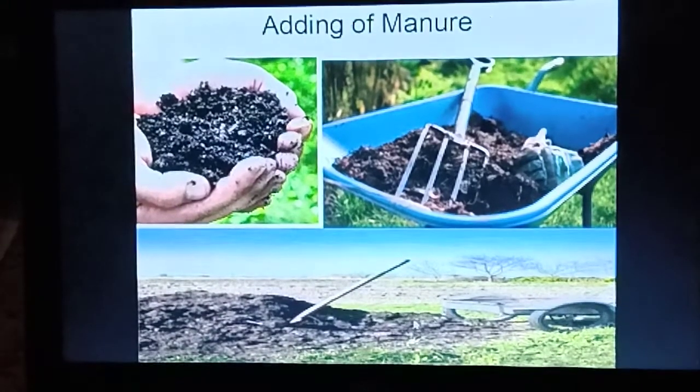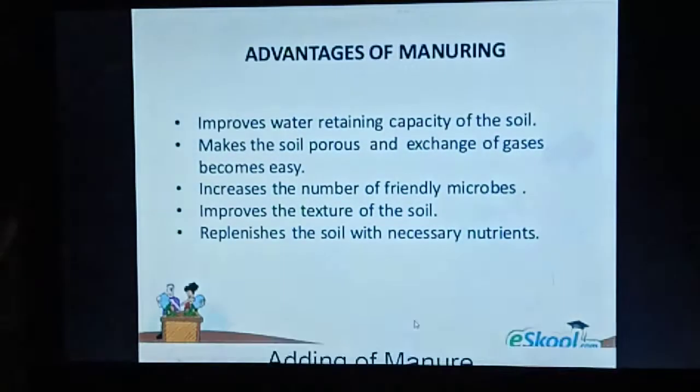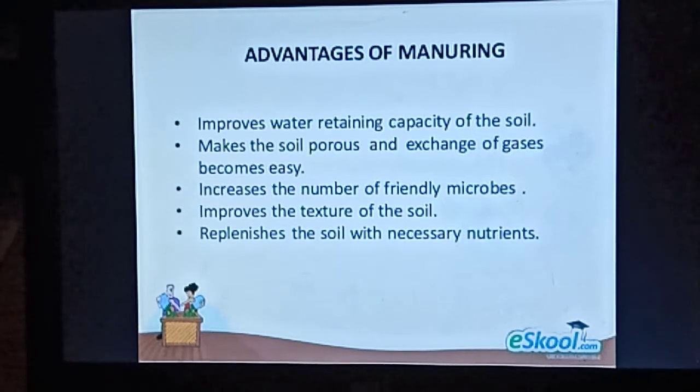So let us move ahead. I have told you about the adding of the manure. After that, some of the advantages of manure are also there. So after this manure we are going to study about the advantages of fertilizers also. So first of all we should study about the advantages of manure.